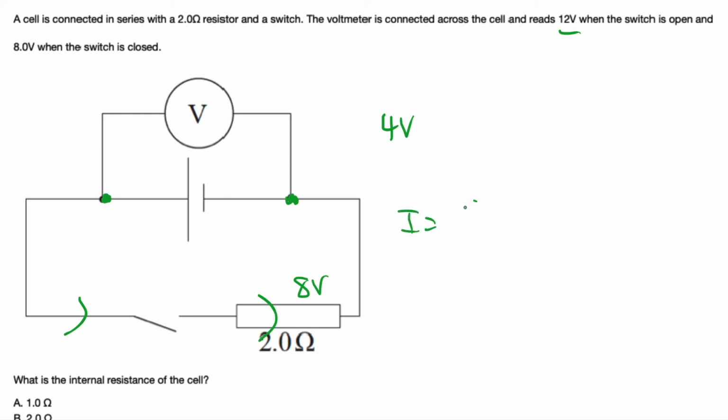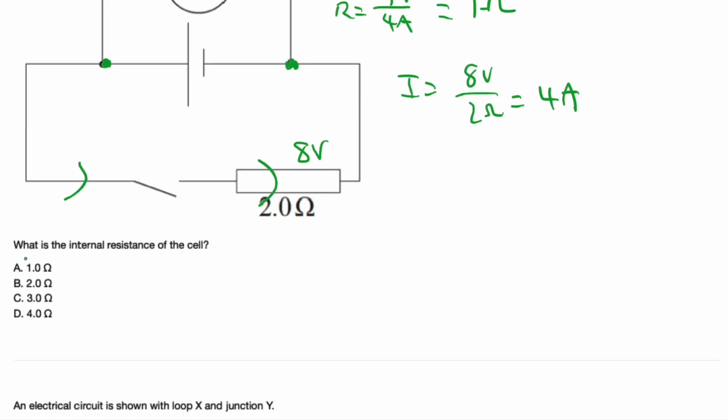So you can find the current, which is equal to 4 ampere. And now you know the voltage across the internal resistance, and you also know the current. So resistance is going to be equal to 4 volt over 4 ampere, which is equal to 1 ohm. So the answer is A.